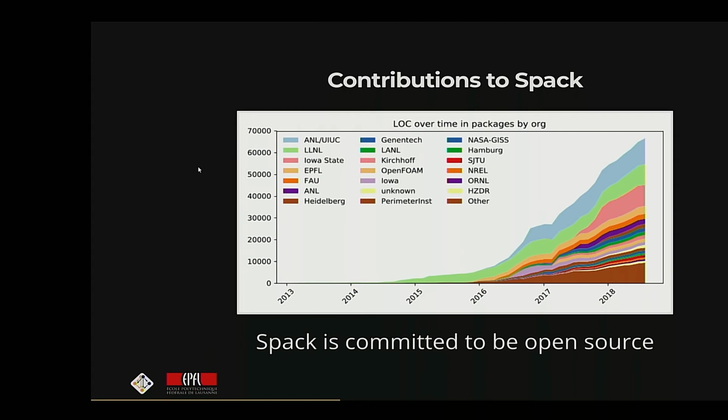And to reinforce the idea that this is a community project, I want to show you briefly the lines of code over time just for package recipes. These are disaggregated by organization, and as you can see, Livermore is not even the first contributor in terms of lines of code in packages, in recipes anymore. So again, Spack is committed to be open source, and will stay open source.